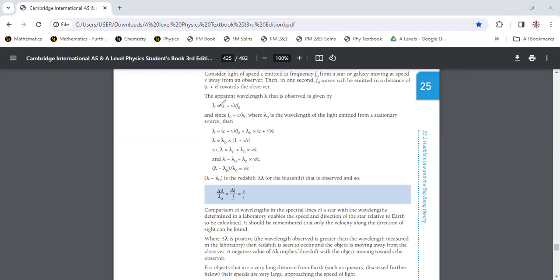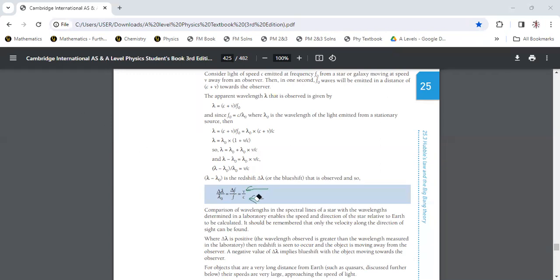So we know that our apparent wavelength is c plus or minus a certain speed towards or away from the observer, divided by the frequency from the star. Since the frequency is also equal to the speed of light divided by lambda from the stationary source, we can determine that at the end, the change in lambda over our laboratory or experimental value is equal to the speed v it is moving towards or away from us over the speed of light.